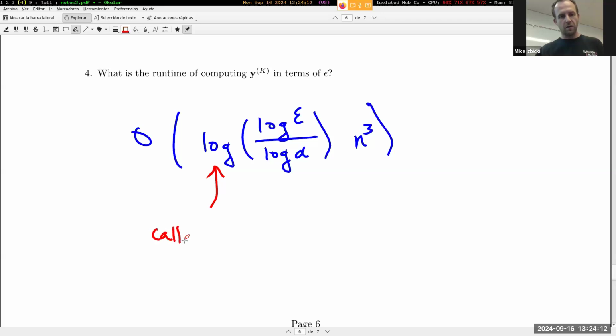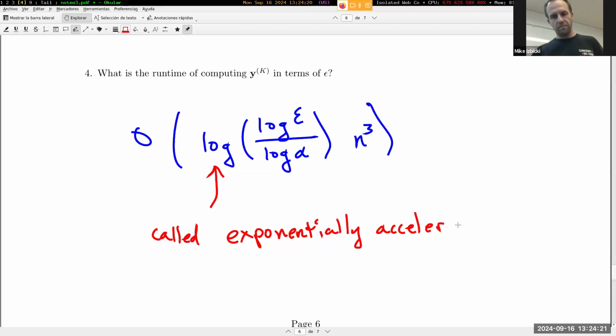It's called exponentially accelerated because of this log right here. Again, I've skipped all the intermediate steps here, just telling you what the correct answer is. You should go through all those intermediate steps, make sure that you can do them, and you'll know you did them correctly if you get this answer right here. Any questions about those? Yes.